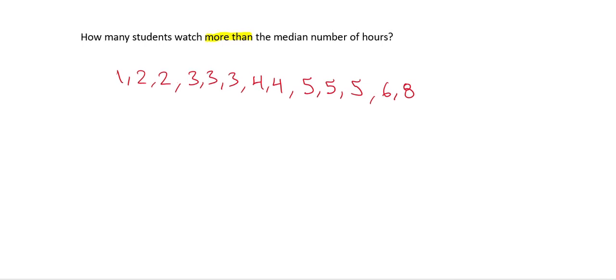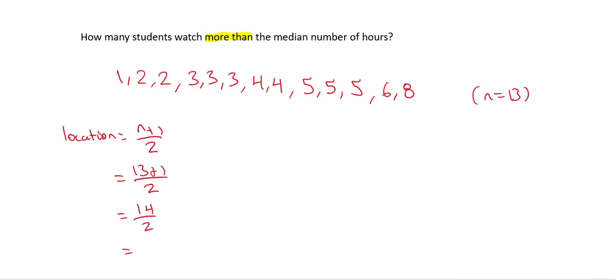How many students watch more than that? Okay, so we know n equals 13 because they told us 13 students. So let's just start off by finding the location. Location equals (n plus 1) divided by 2, so (13 plus 1) over 2, 14 over 2, which equals the 7th position.